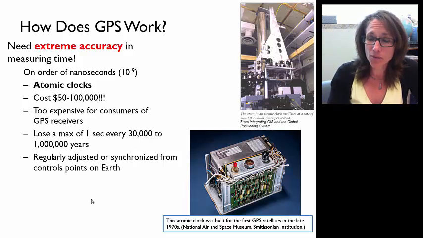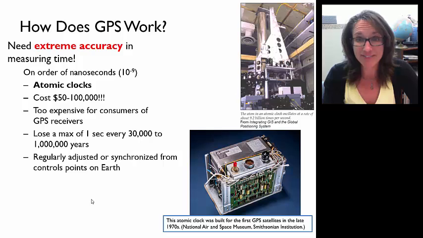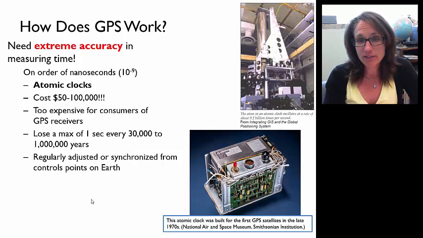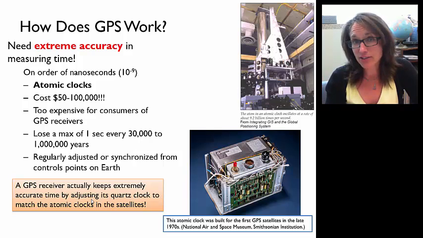And so what they have to do is put atomic clocks into the satellite so that they have an accuracy of time measurement on the order of nanoseconds. That's billionths of a second, 10 to the minus 9. These are expensive clocks, and of course we can't put an atomic clock in our receiver, but our receiver can adjust its quartz clock to match the atomic clock. So your GPS receiver actually keeps very accurate time because it's adjusting its clock to match the atomic clock on the satellite.